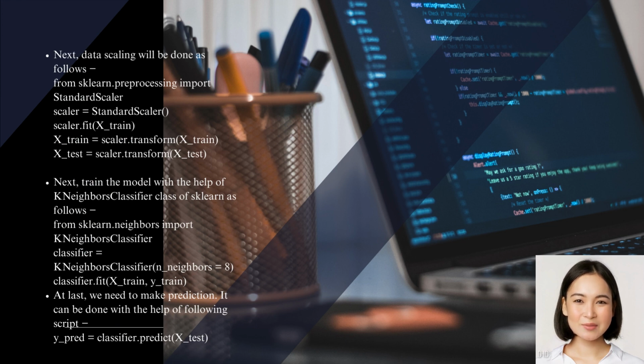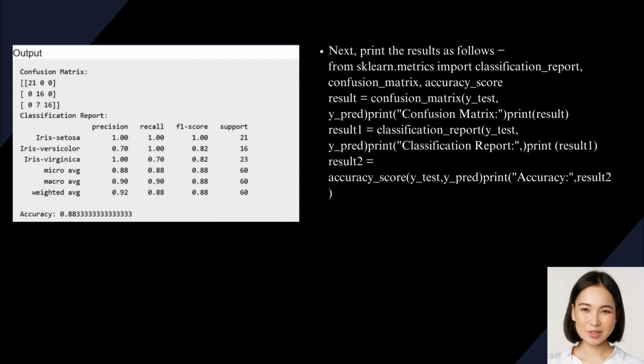The KNN classifier is instantiated with 8 neighbors and trained using the scaled training data. Predictions are made on the test set, and various performance metrics are computed, including the confusion matrix, the classification report detailing precision, recall, and F1 score for each class, and the accuracy score. The code showcases the process of using KNN as a classifier for predicting iris flower species based on measured features, providing insights into the model's accuracy and performance.